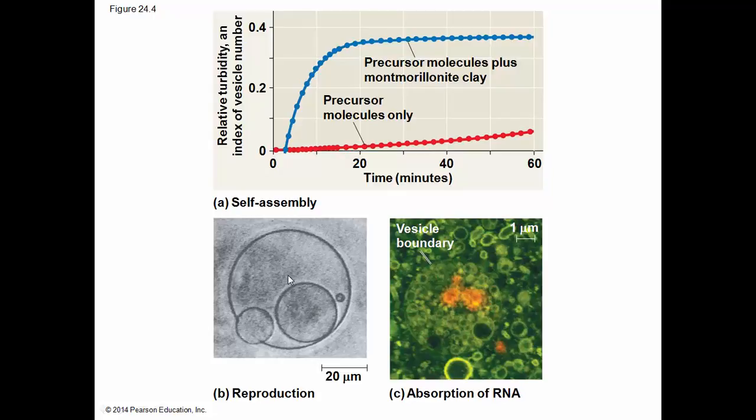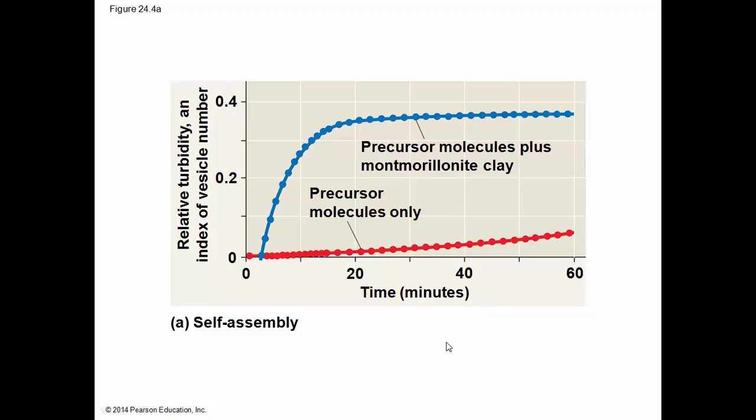The vesicles can divide on their own, as in this vesicle, which is giving birth to smaller vesicles. And this vesicle has incorporated Montmorillonite clay particles, which are coated with RNA. So here's conceptually a primitive protocell. Okay, here it shows the vesicles. The presence of Montmorillonite clay greatly increases the rate of vesicle self-assembly.